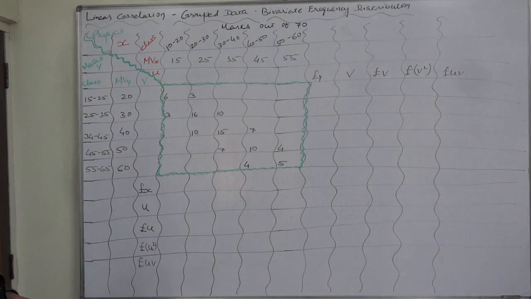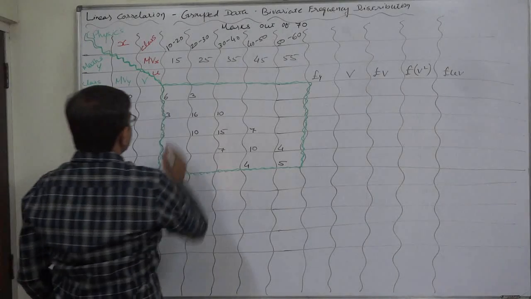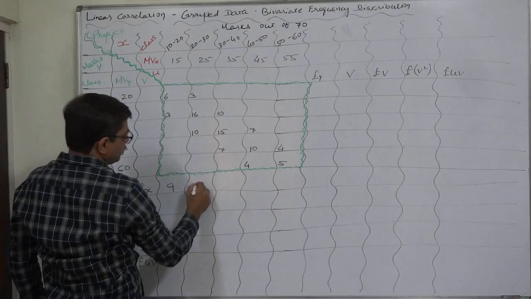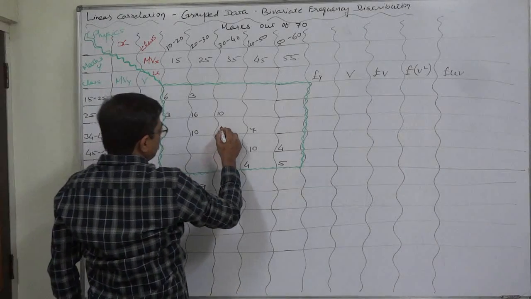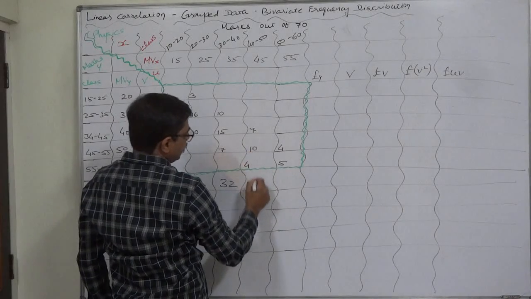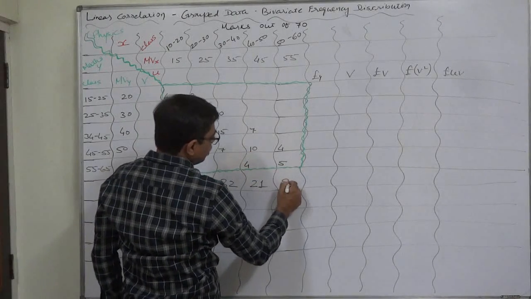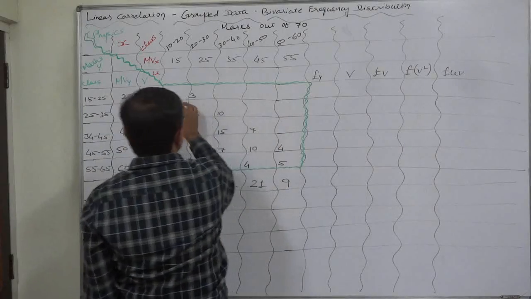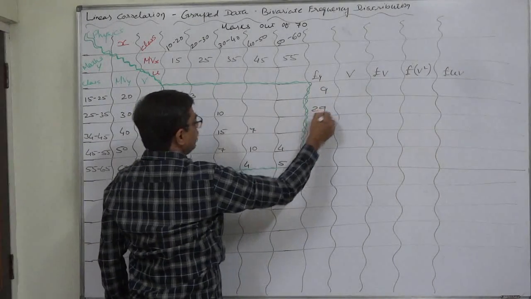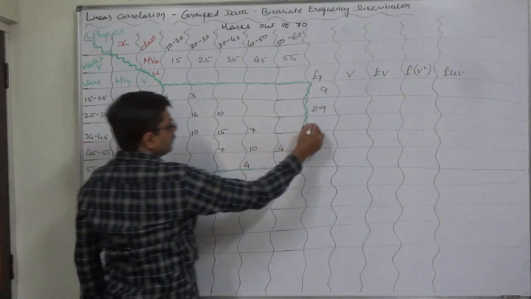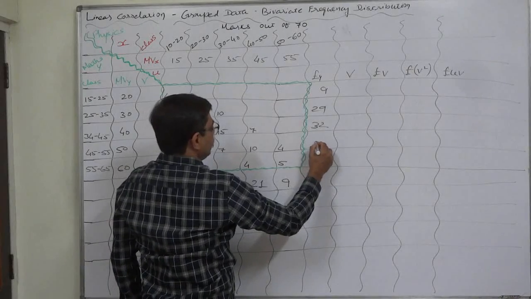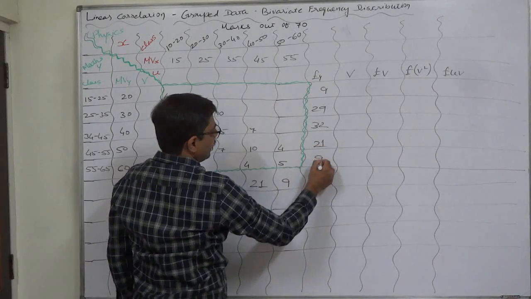Let us find out the summations. 6 plus 3, 9, 16 plus 3, 19 plus 10, 29, 15 plus 10, 25 plus 7, 32, 10 plus 7, 17 plus 4, 21 and 9. Similarly, 6 plus 3, 9, 3 plus 16 plus 10, 29, 15 plus 10 plus 7, 32, 7 plus 10 plus 4, 21 and 4 plus 5, 9.